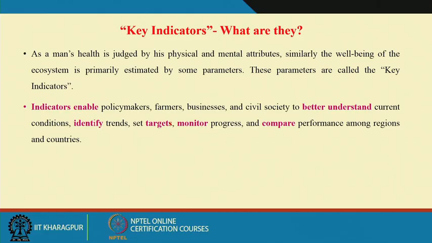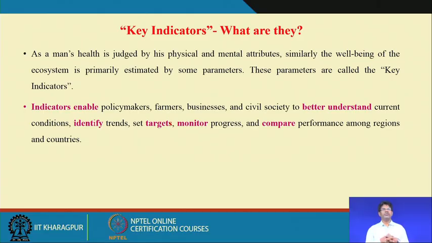So, coming to this one, what are the key indicators? Just as a man's health is judged by his physical and mental attributes, similarly the well-being of the ecosystem is primarily estimated by some parameters. These parameters are called key indicators.